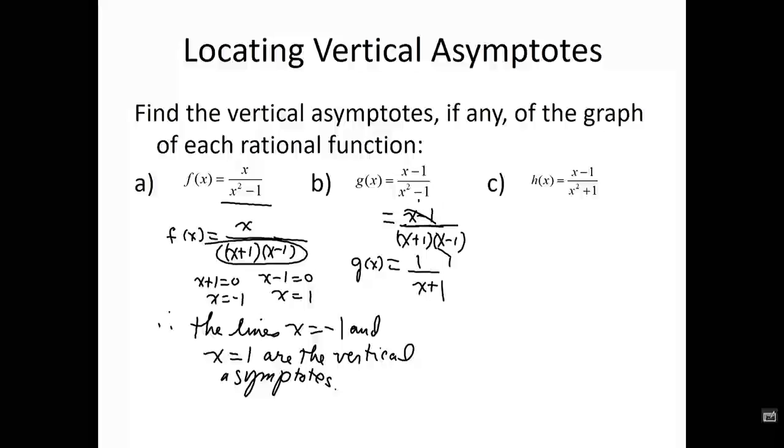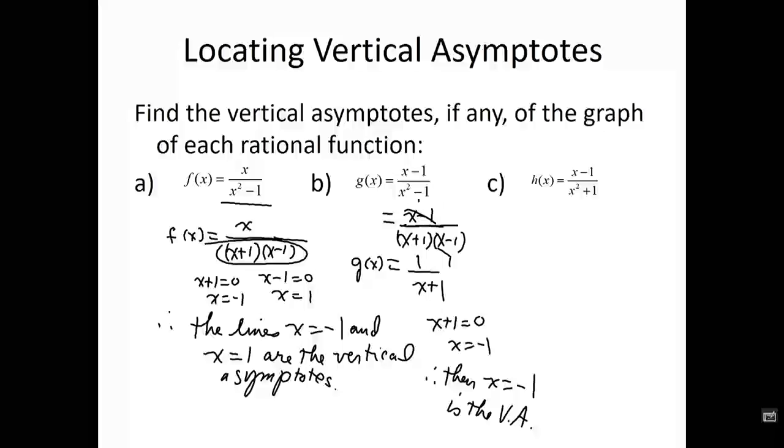So by looking at the denominator, we see that x plus 1 is equal to 0 when x is equal to negative 1. So therefore, we say that the line x is equal to negative 1 is the vertical asymptote.